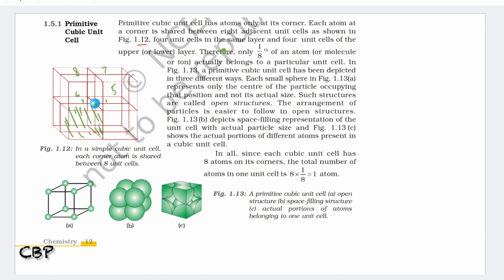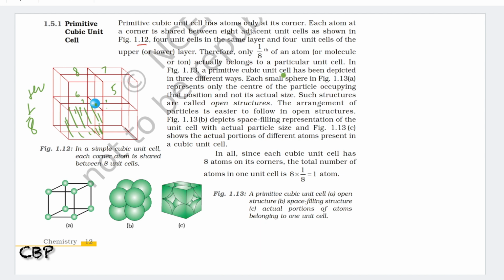Therefore, only 1 by 8th of an atom actually belongs to a particular unit cell, which is its shared portion, or its contribution. This one atom has a contribution of only 1 by 8th, because it is shared by 8 unit cells. That's why its contribution to one unit cell is only 1 by 8.